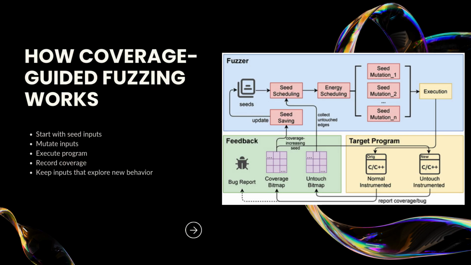This process repeats continuously, sometimes millions of times per second. The important thing to understand is that coverage is the fitness signal. The fuzzer is essentially evolving inputs based on which ones can increase code coverage. If the coverage feedback is inaccurate or slow, the entire fuzzing process becomes less effective. And this is exactly where the coverage bitmap design becomes critical. Now that we understand how coverage-guided fuzzing works, let's look at how AFL actually stores and tracks coverage.